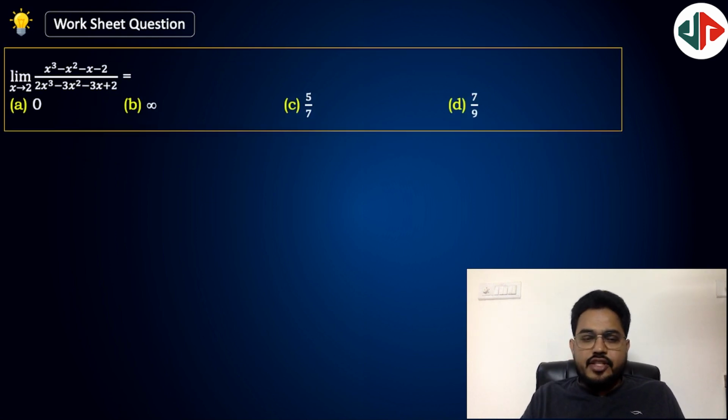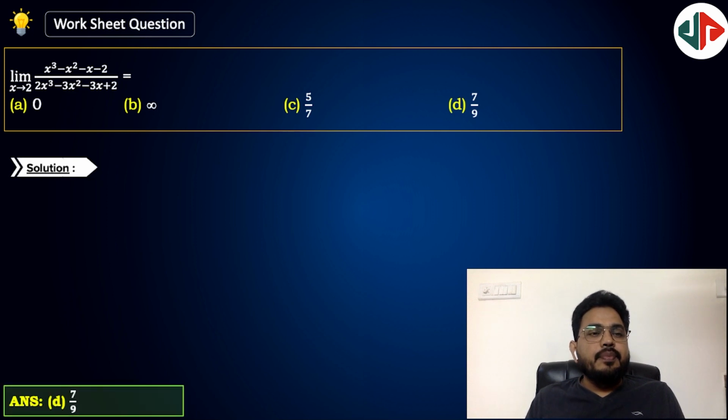Limit x tending to 2 of (x cube minus x square minus x minus 2) by (2x cube minus 3x square minus 3x plus 2). First of all, you need to substitute the value directly, and you have a problem only when it is coming 0 by 0. As long as it is not 0 by 0 form, there is no problem.